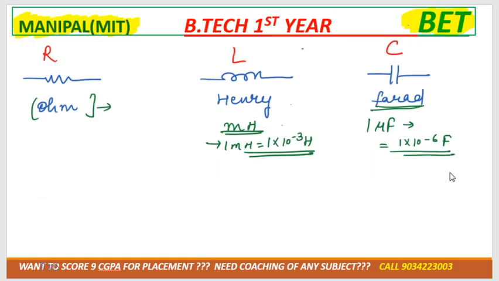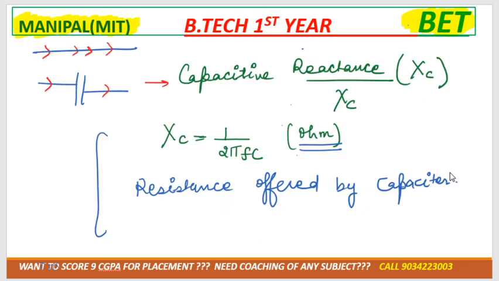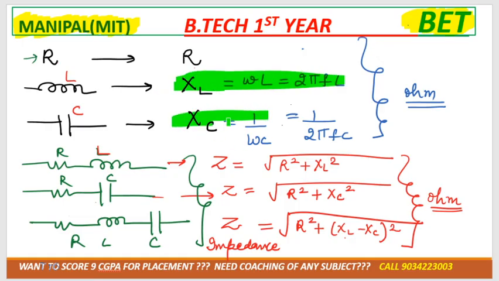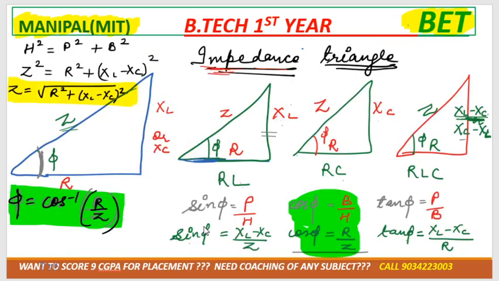I told you in the last class, quickly I'm revising, that we'll have three components RLC: resistor, inductor, and capacitor. In the inductor we'll have resistance, that is known as inductive reactance XL, and in the capacitor we'll have XC, and XC formula is 1 over omega C. So these are all the formulas. XL formula is omega L, XC formula is 1 over omega C, impedance formula is Z is equal to root of R square plus (XL minus XC) whole square, right?